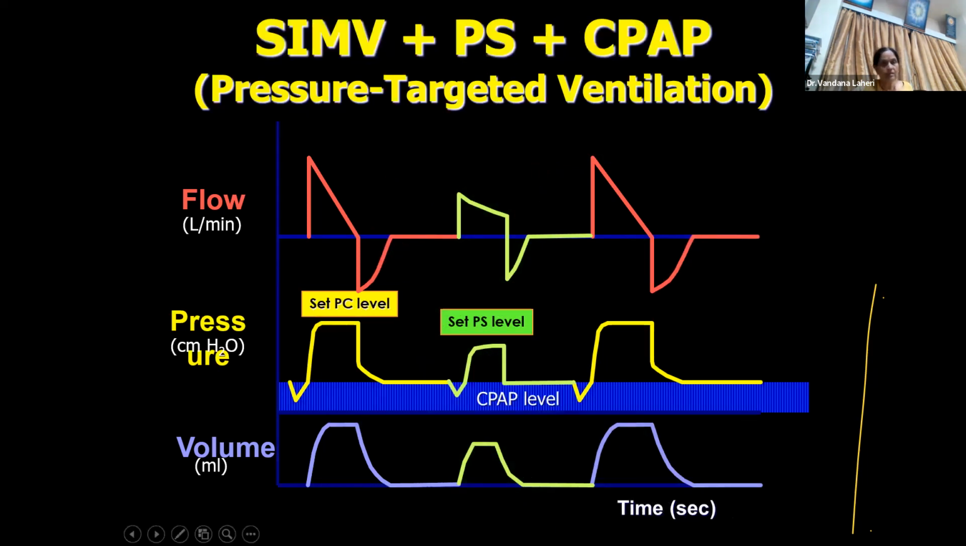Now, what is this? This is again CPAP given on a mechanical breath. Now, can you see here? This is SIMV plus pressure support plus CPAP. Why do I say pressure support? Because this is spontaneous mode, which is pressure supported. These are mechanical breaths and there is a CPAP. So this is SIMV plus pressure support plus CPAP.